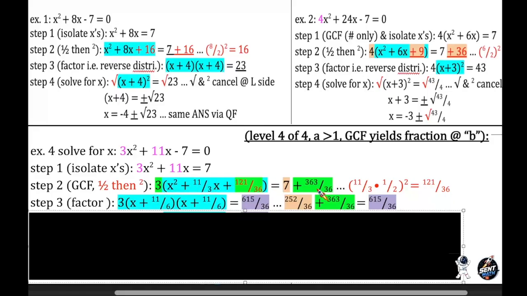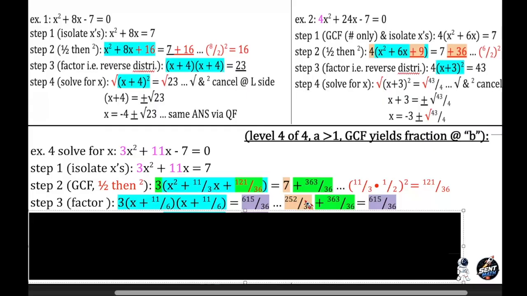Then let's take a look over to the right side, and how we have to combine these. I want to rewrite 7 into a fraction with the denominator of 36 so I can combine it with this 363 over 36. So I rewrite 7 into 252 over 36. We can check whether this truly equals 7 by dividing the top number by the bottom number, and we do indeed get 7. So 7 is rewritten into this fraction.